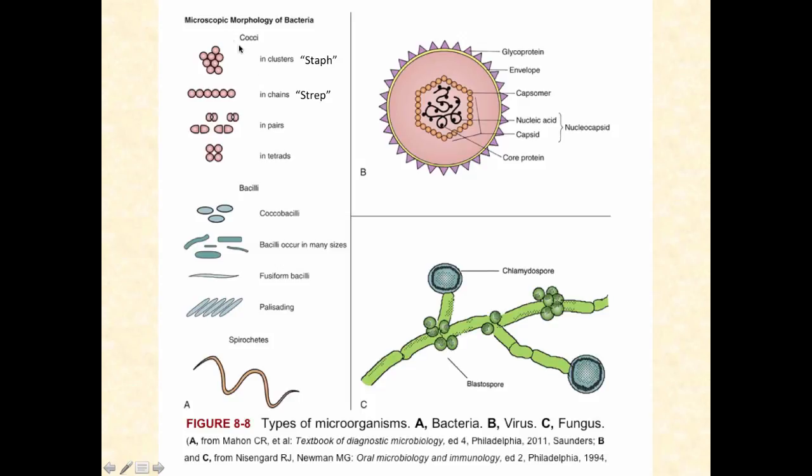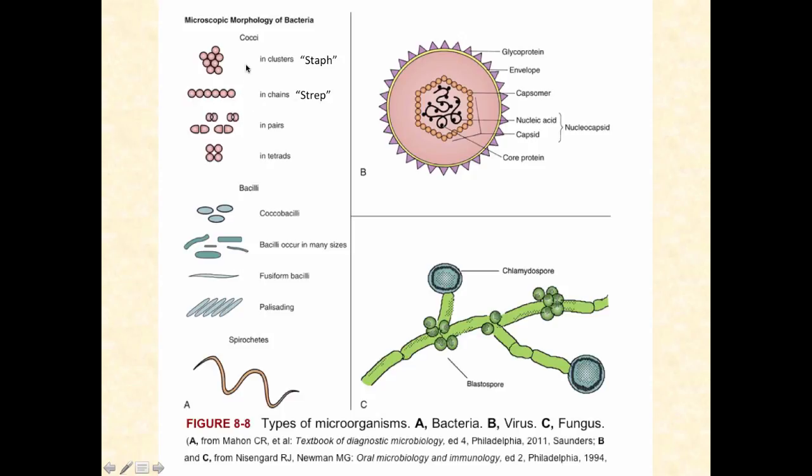Now, if you notice in the cocci, when they divide and grow in clusters, we call this form of reproduction staphylococci. So these are spherical, single-shaped organisms that tend to grow in clusters. That is what staphylococci are. In contrast, if you've ever heard the term streptococci, these are spherical-shaped bacteria that tend to reproduce and form chains.